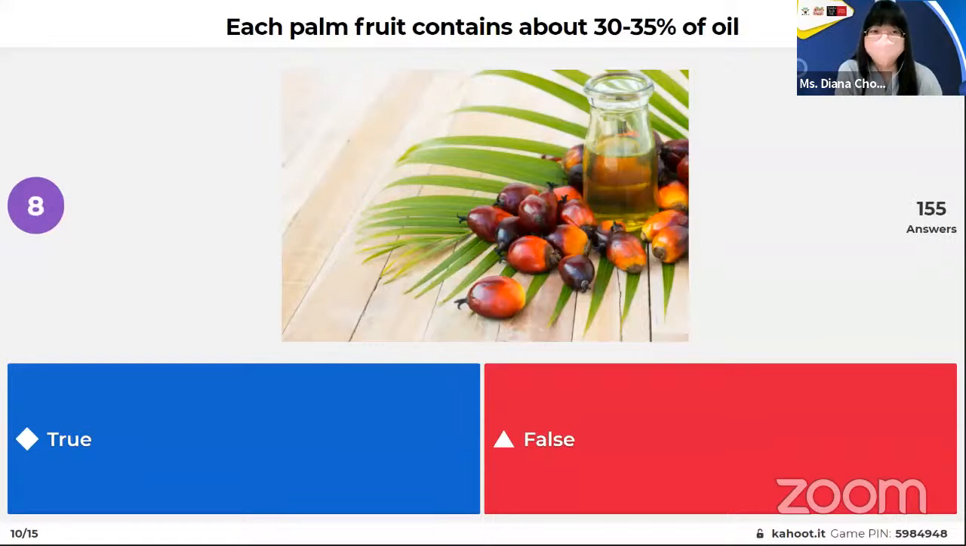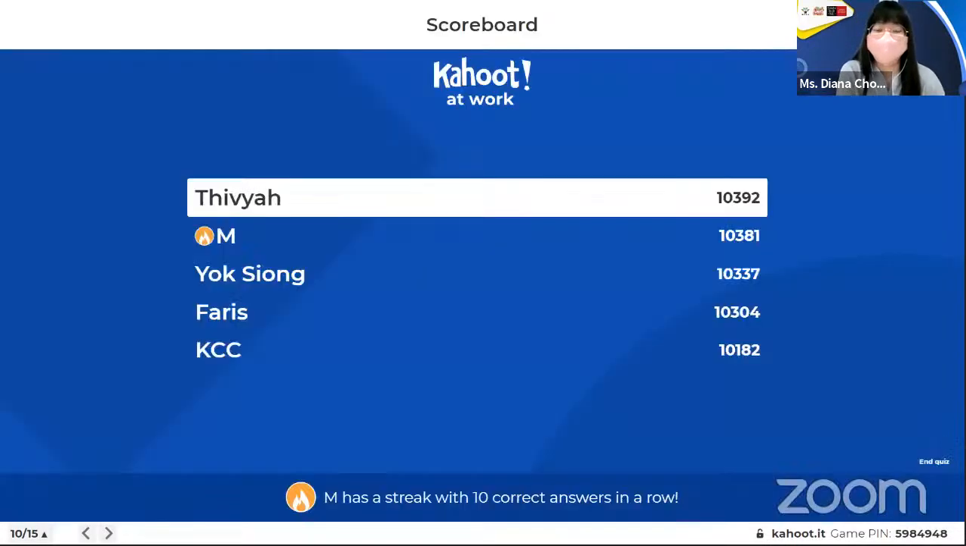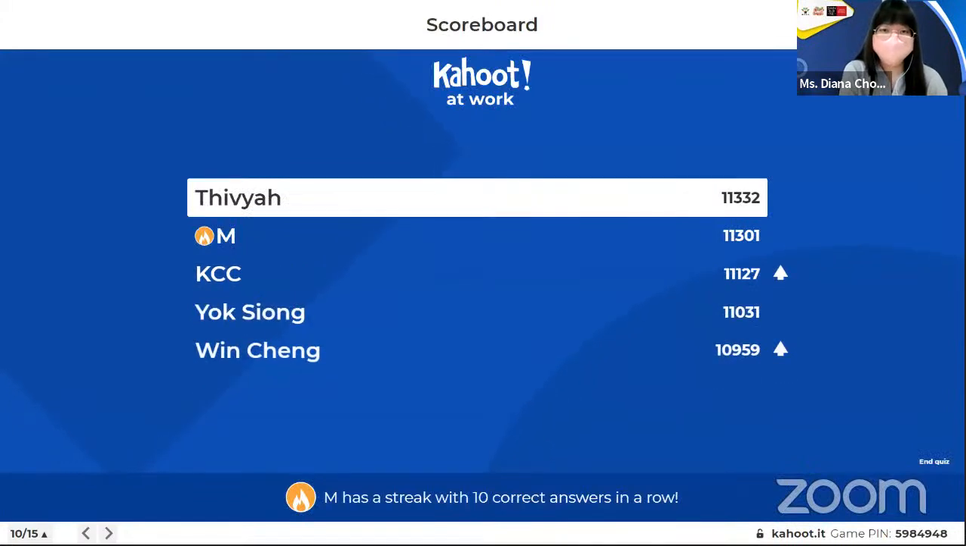Okay, we have 10 seconds for you to log in your answer. 5, 4, 3, 2, 1. The answer is true. Let's see if they remain. Okay, so Tivia is in first, followed by M, who has a streak of 10 correct answers in a row. KCC climbed to 3rd, followed by Yok Seong and Win Cheng. Next.